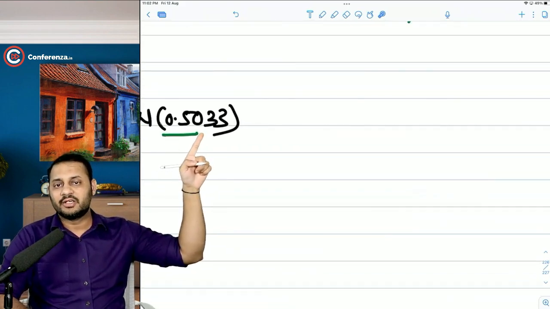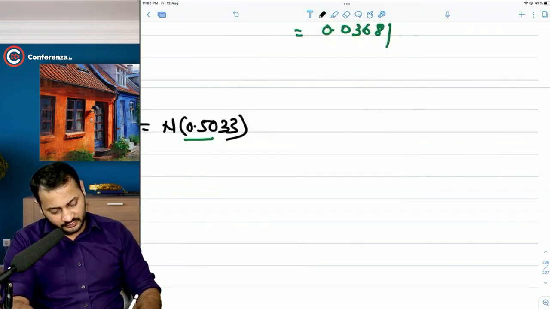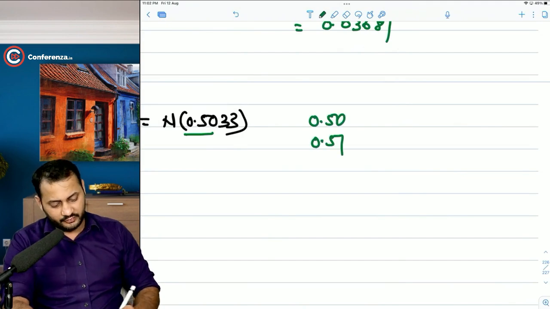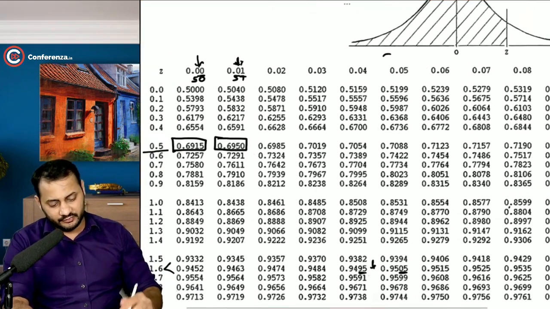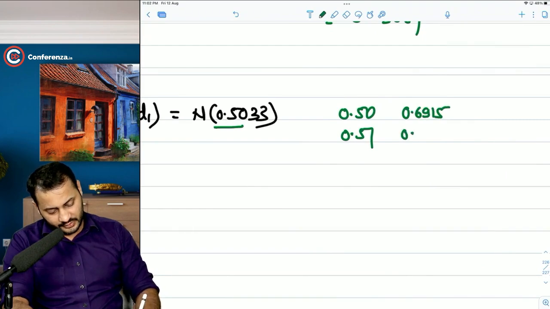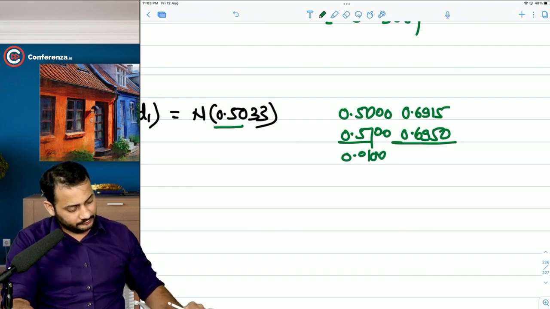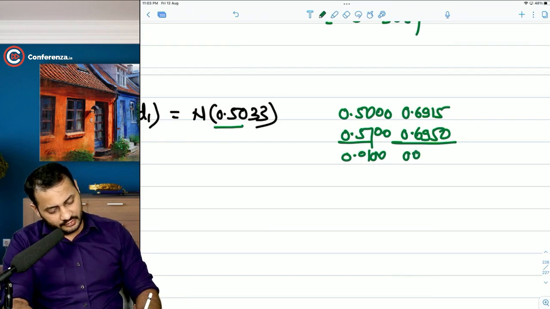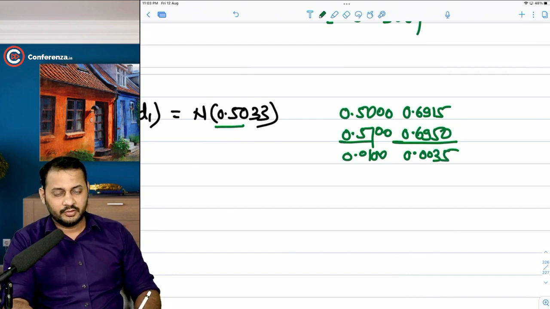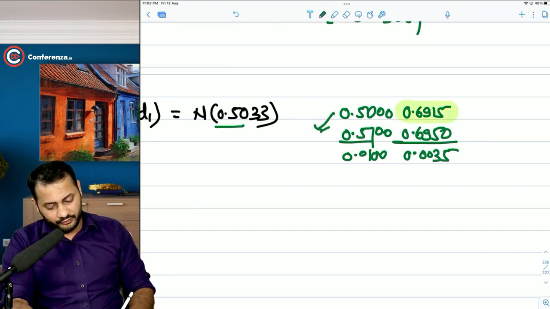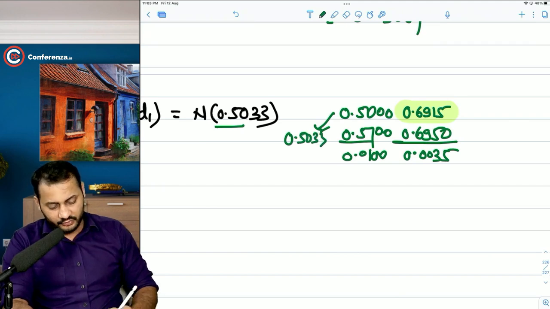We don't have the value of 0.5033 directly, so again some kind of interpolation will be needed. For 0.50 and 0.51, the Z table values are 0.6915 and 0.6950. You can clearly see that by moving ahead 100 steps, you add 35 points to the base value. If you go 100 steps from 0.50, 35 points will be added to this base value, but we have to move to 0.5033 only.